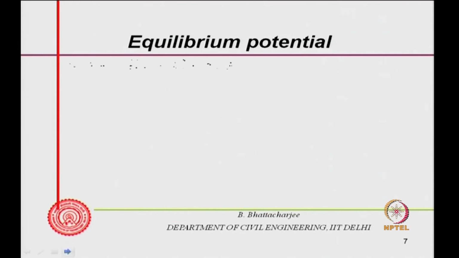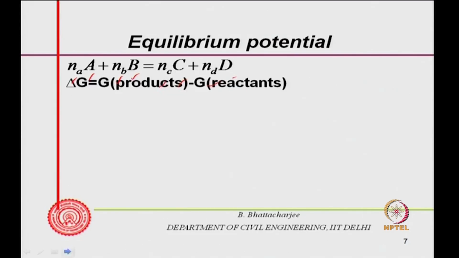So, if I have n A moles of A reacting with n B moles of B, and the products formed are n C moles of C and n D moles of D, this is the kind of reaction that is occurring. Then delta G, the change in the Gibbs free energy, that is G products minus G reactants, governs whether the reaction will progress or not. For example, if the reactants are high and the products are low, this will be negative, and in that case the reaction can proceed spontaneously. But if the products are high and the reactants are low, you have to supply that energy.